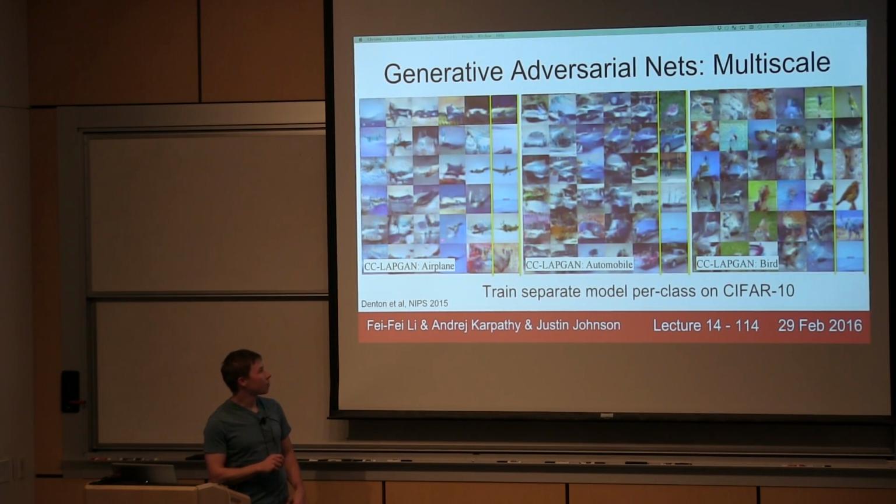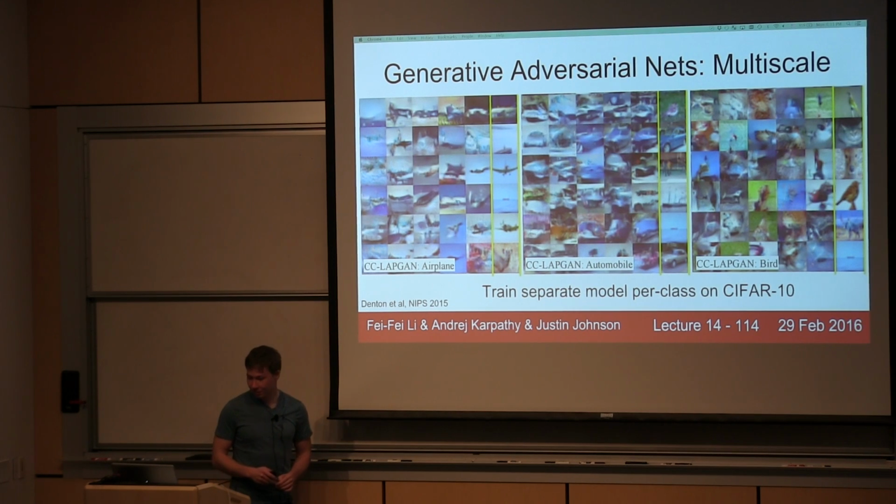So here they actually train a separate model per class on CIFAR10. Here they've trained this adversarial network on just planes from CIFAR, and you can see that they're starting to look like real planes. So that's getting somewhere. These look almost like real cars, and these maybe look kind of like real birds.